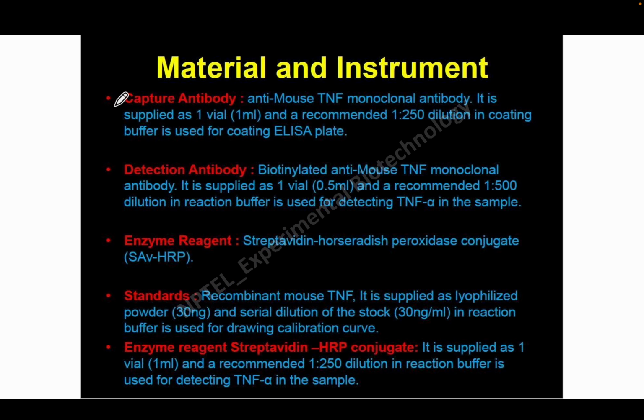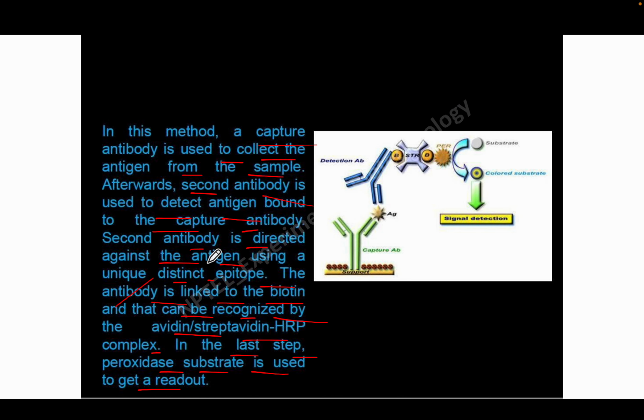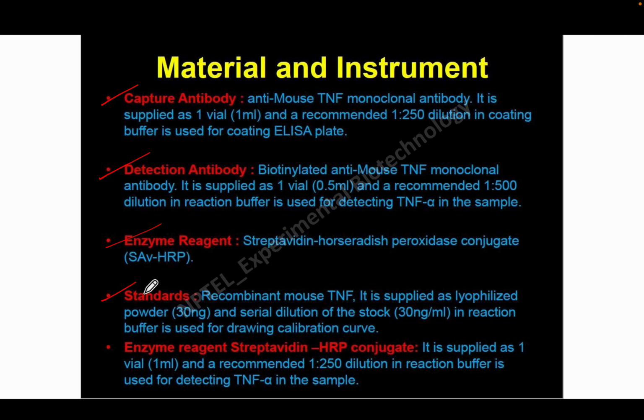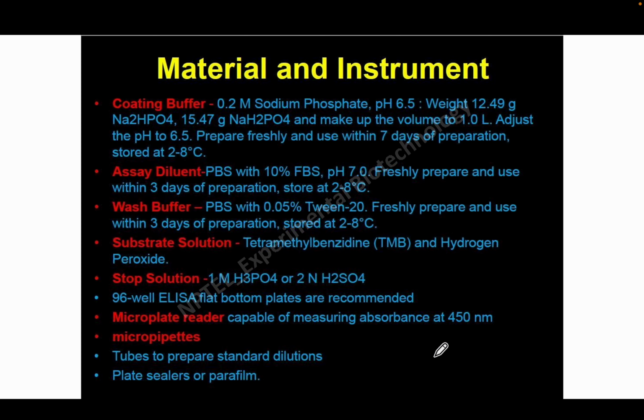Materials and instruments: we need capture antibody, detection antibody, enzyme reagent, standards, and enzyme reagents, streptavidin HRP conjugate. Anti-mouse TNF monoclonal antibody is supplied as one vial. Biotin anti-mouse TNF monoclonal antibody is supplied as one vial and I recommend 1:500 dilution. Enzyme reagent, streptavidin horseradish peroxidase conjugate, this is a reagent. Recombinant mouse TNF is supplied as lyophilized powder, so these are the standards, and enzyme reagent streptavidin HRP conjugate.